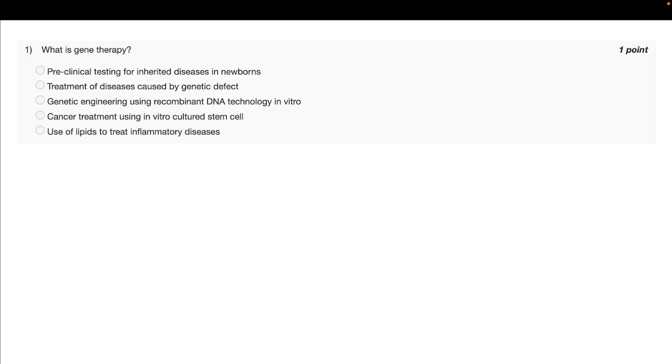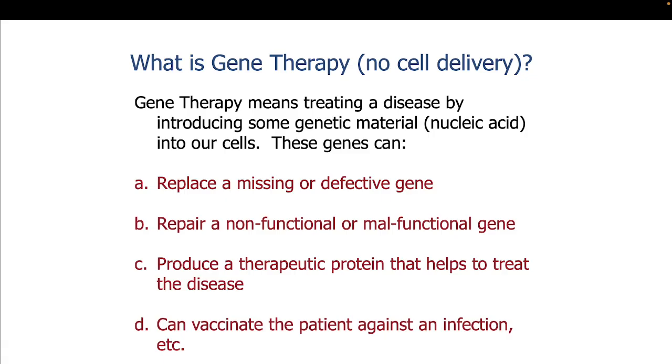Okay, let's look at the answer. Whoever answered, you're perfectly correct. The correct option is option 2, treatment of diseases caused by genetic defects. We were just talking about this, right? Gene therapy means you can treat a disease by introducing some genetic material into our cells. These genes could be, let's say there's a missing gene or a defective gene. In that case, you can introduce a gene that actually codes for the correct protein. That is one way to do gene therapy, or we can use gene therapy principles to repair a malfunctional gene.